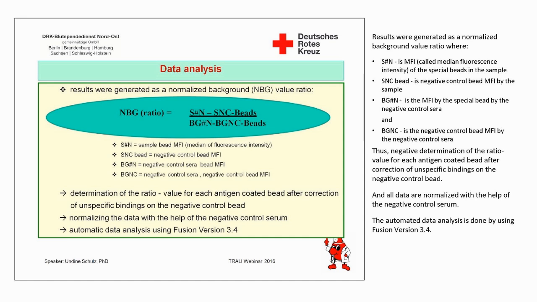Thus, we have a determination of the ratio value for each antigen-coated bead after correction of unspecific bindings on the negative control bead. And all data are normalized with the help of the negative control serum. The automatic data analysis is done by using Fusion Software version 3.4.